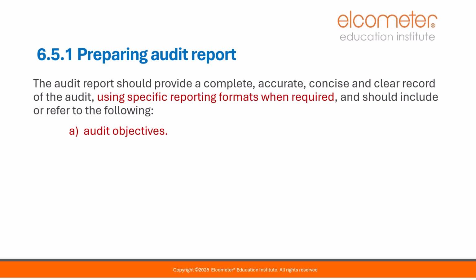There was an update to Clause 6.5.1, preparing audit reports in the new 19011:2025 draft. The audit report should provide a complete, accurate, concise, and clear record of the audit, and they added using specific report formats when required, and should include or refer to the following, which they added: audit objectives.